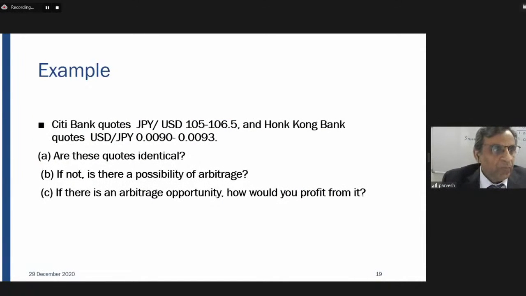So this is an example. Citibank quotes Japanese yen versus USD at 105 dash 106.5. So the bid and ask rate of $1 is given to you in terms of Japanese yen. So this is a Citibank quote, and the Hong Kong bank says that USD per Japanese yen is 0.0090 dash 0.0093. Okay. So are these quotes identical? If not, is there any possibility of arbitrage? If there is an arbitrage opportunity, how would you profit from it?